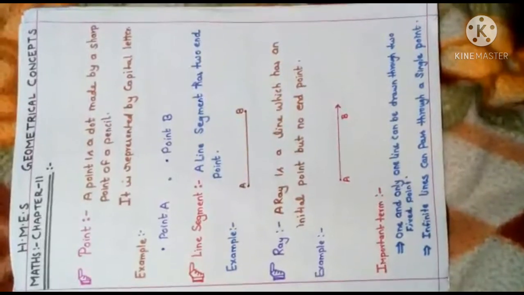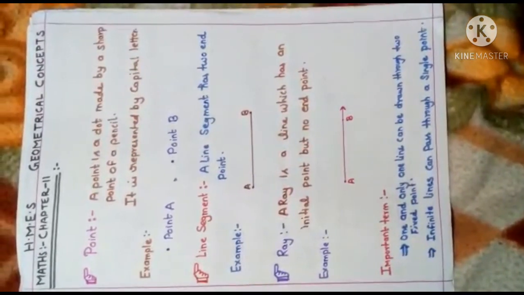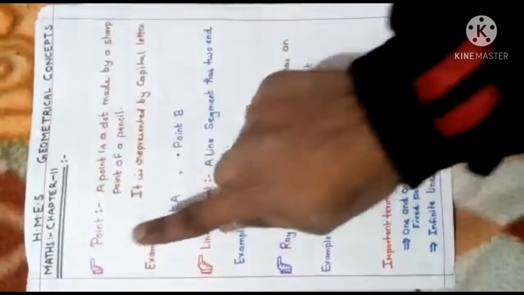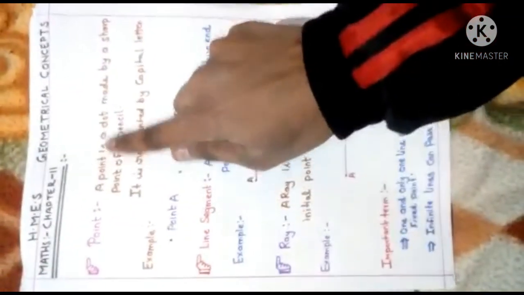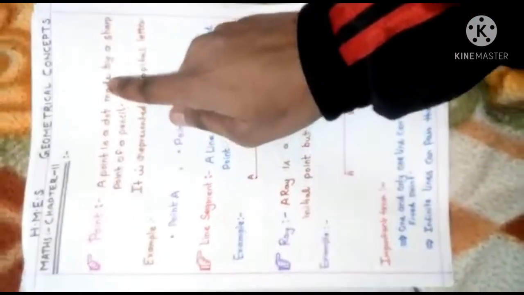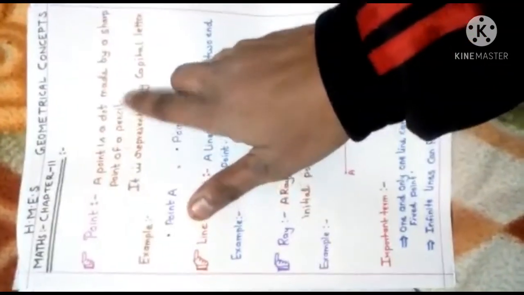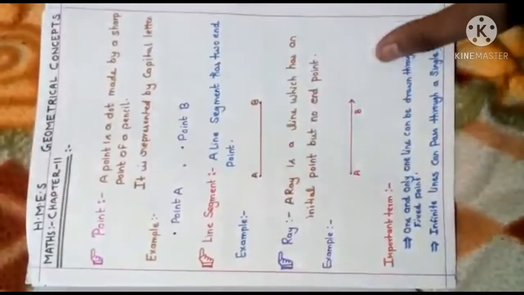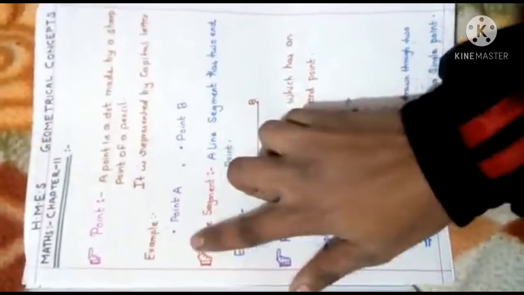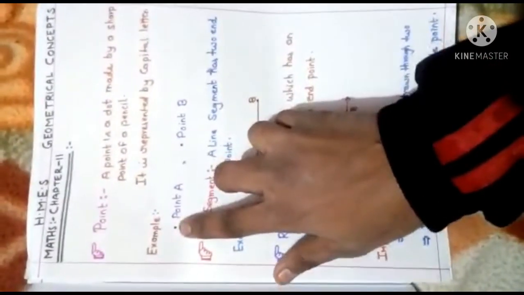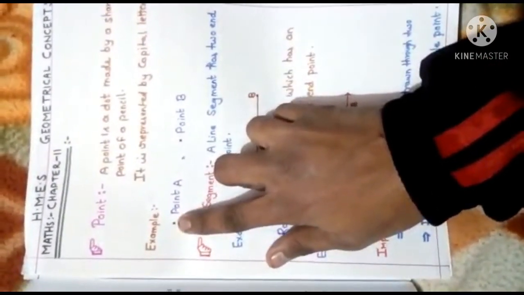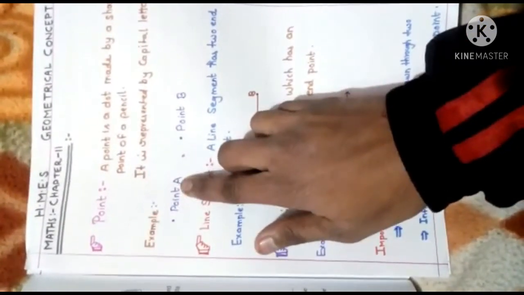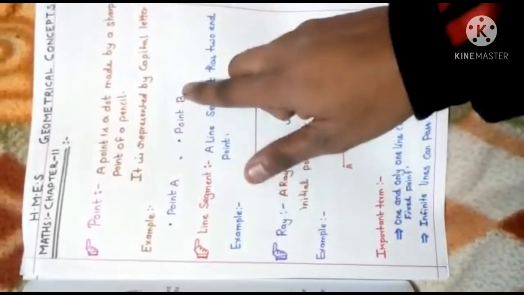Hello students, now I will explain chapter 11, which is related to your geometrical concepts. Firstly, I will explain point. A point is a dot made by the sharp point of a pencil. It is represented by a capital letter. For example, here one point is present, so I will name it point A and this point B.